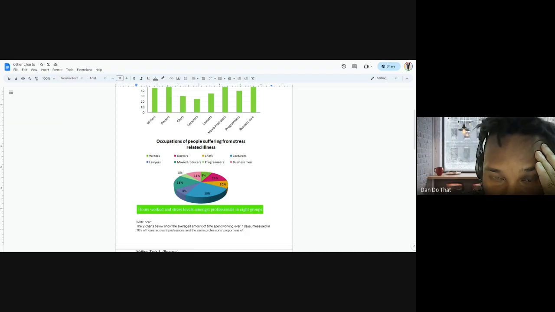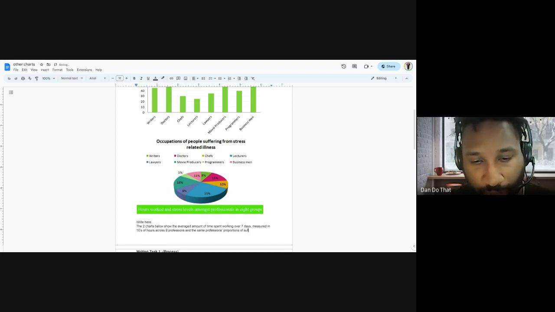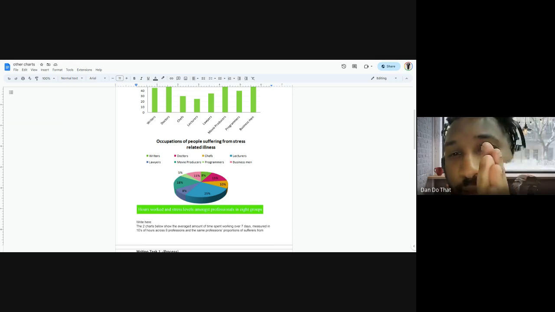Say professions, proportions of, we can't say people, but we can change suffering to the person form. So it's a noun person. So suffering becomes sufferers. Sufferers. From, we can't say stress related illness, but we can say sickness.